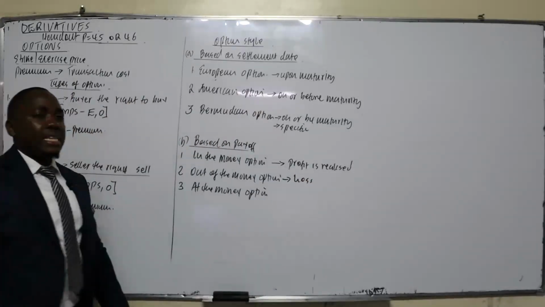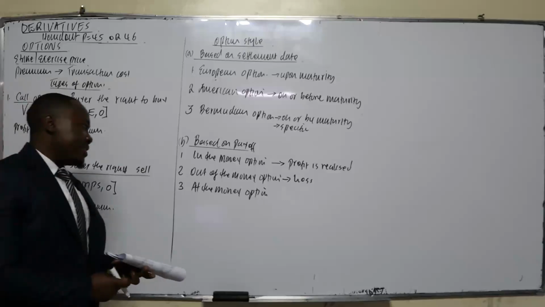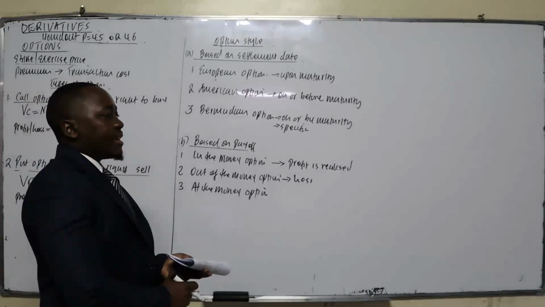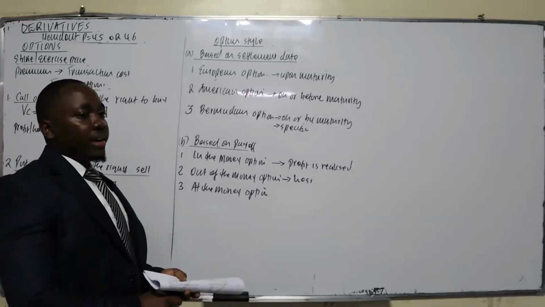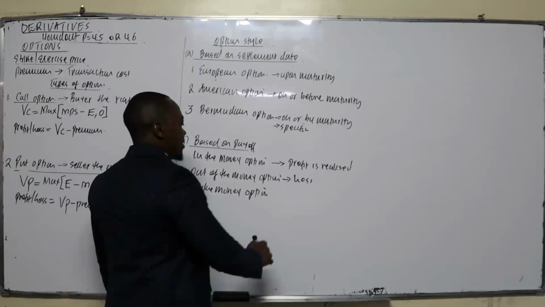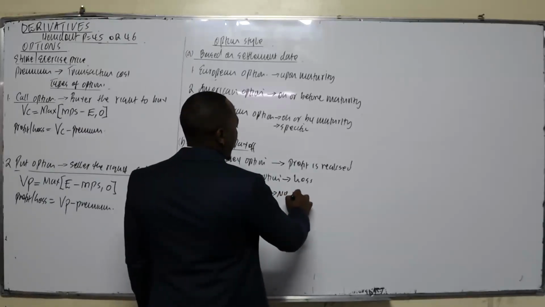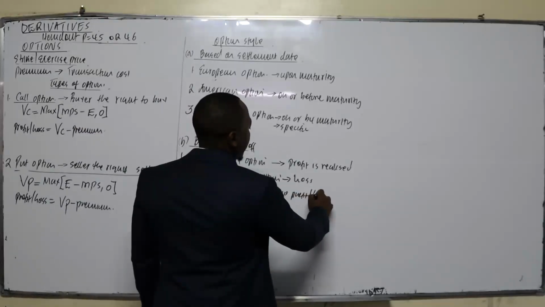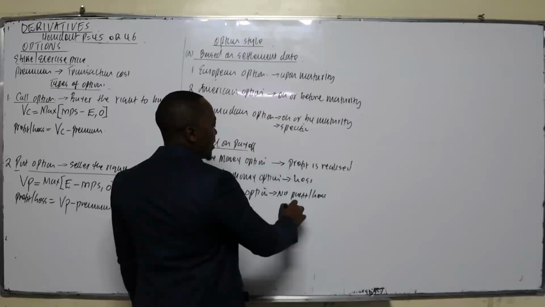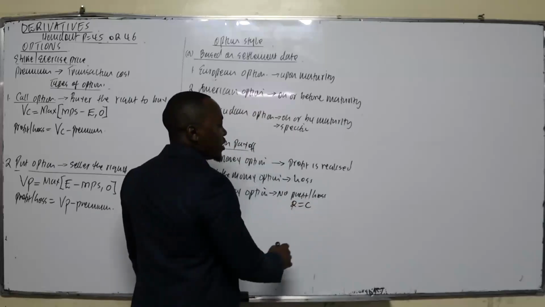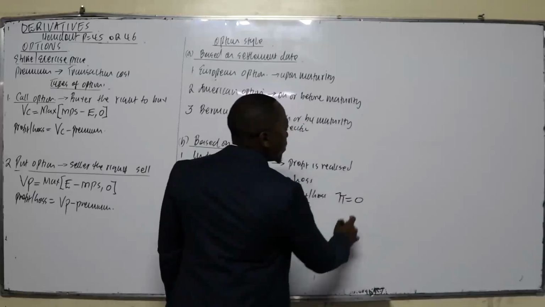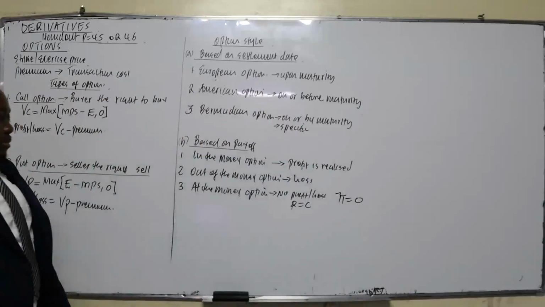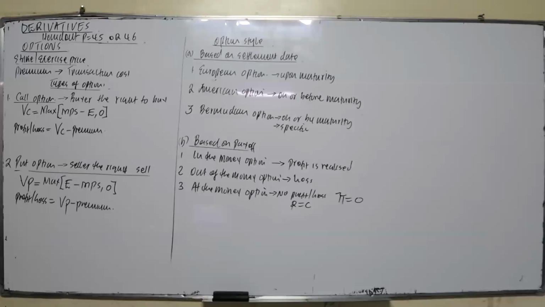Then we have at the money. Now, at the money is an option whereby if it's exercised today, it will break even. Break even means that there is no profit, no loss. That means the revenue will be equal to cost, and therefore the profit will be zero. Good. I can evaluate that on your notes.